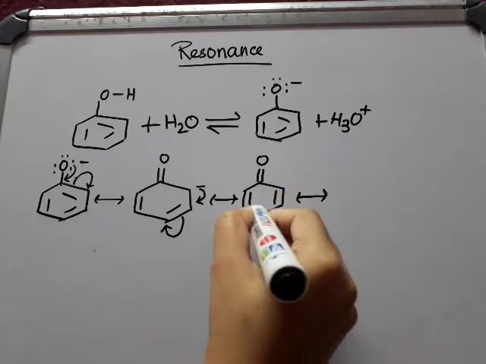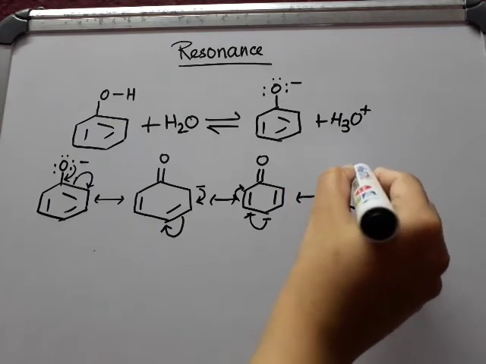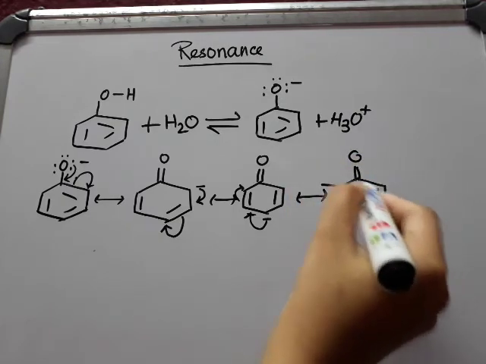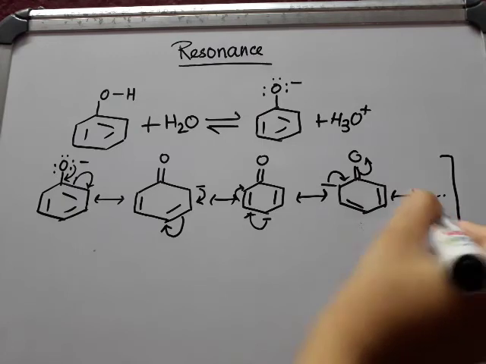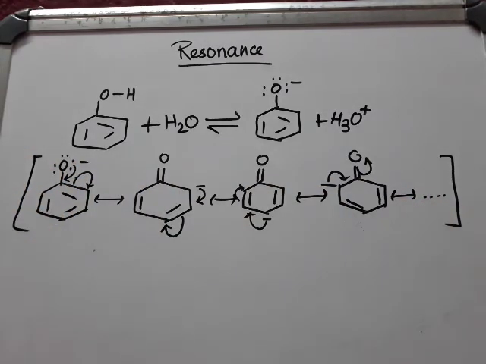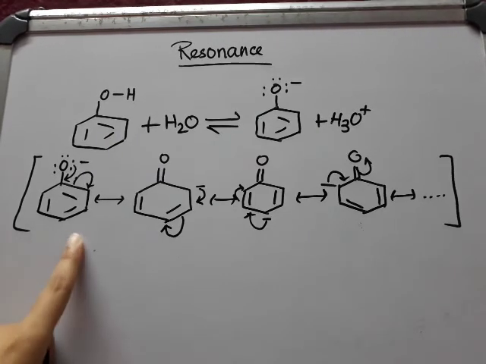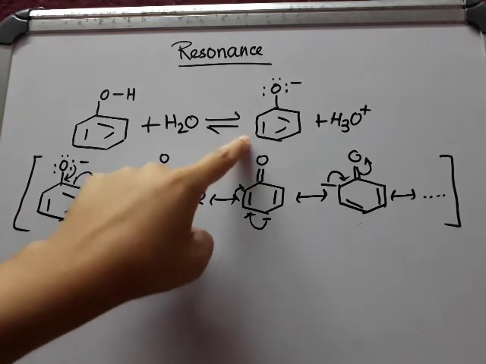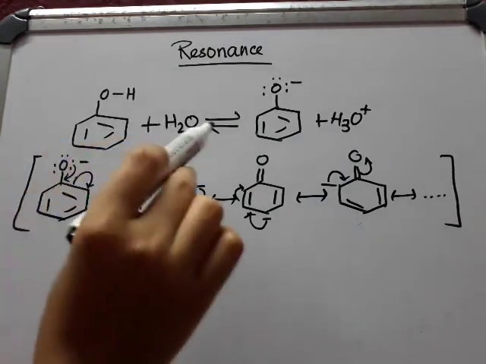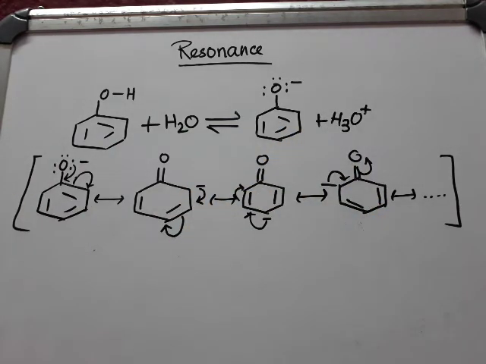So next canonical structure, and again so on. So looking at this, we can say that many resonating structures are possible. That's why it can gain stability through resonance. As this one is stable, phenol will tend to form phenoxide ion along with H3O plus in solution. That's why phenol is acidic in nature.